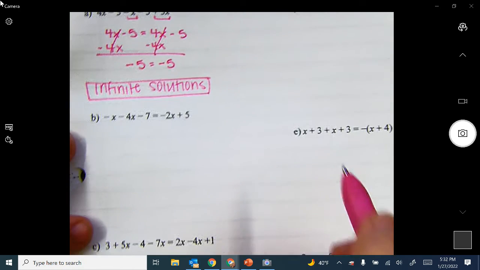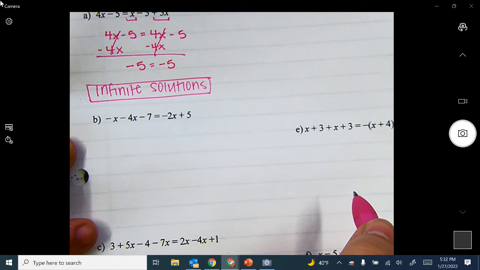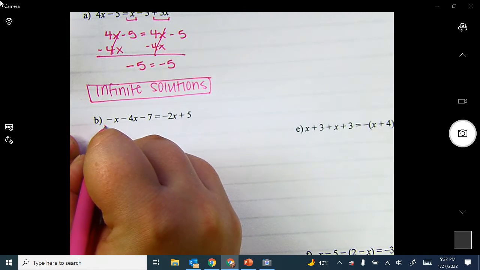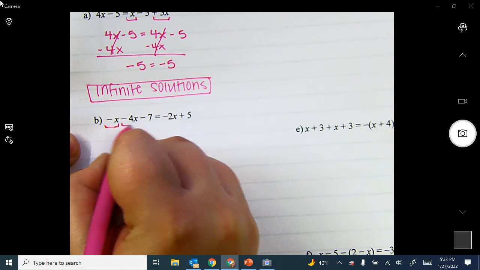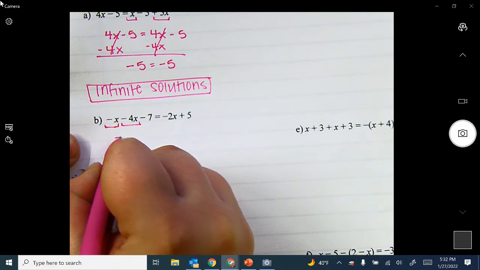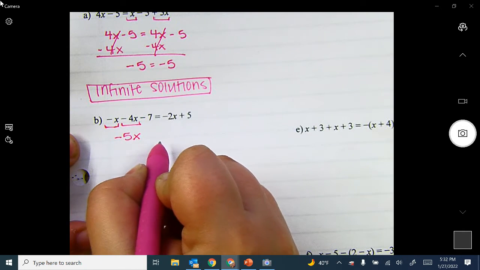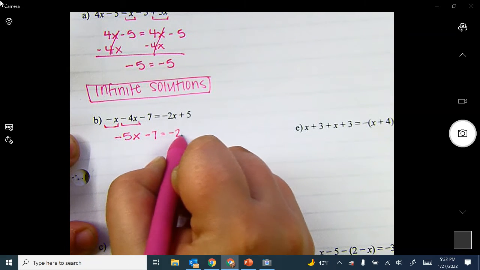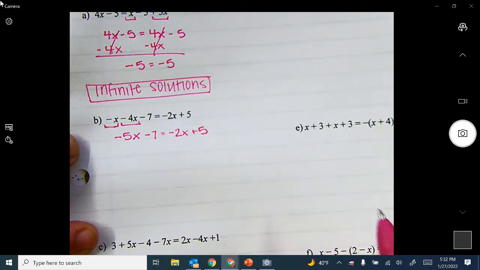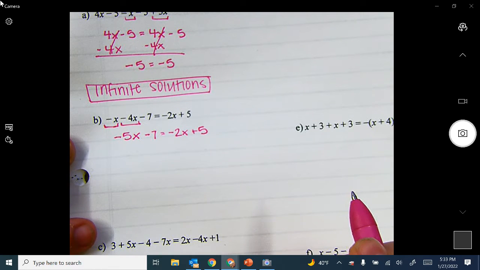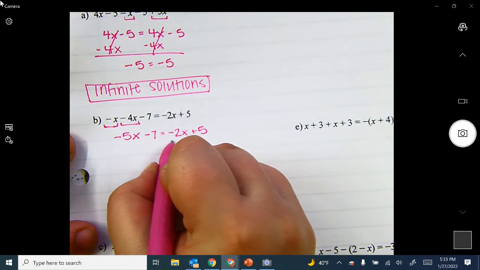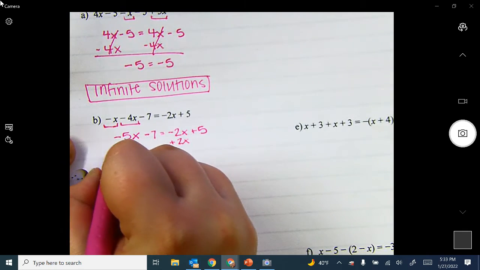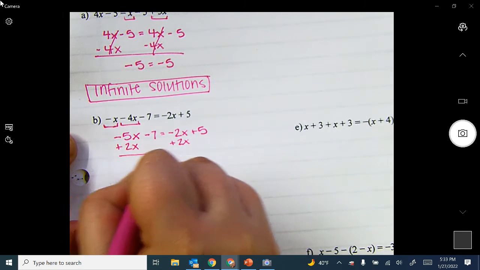All right, moving down to B. Again, I've got some combined like terms to do over here on the left this time. So I've got a negative x and a negative 4x. So altogether, I have negative 5x minus 7. And that's equal to negative 2x plus 5. All right, so now I want to try and get all the x's on one spot. So I'm going to go ahead and add 2x to both sides.